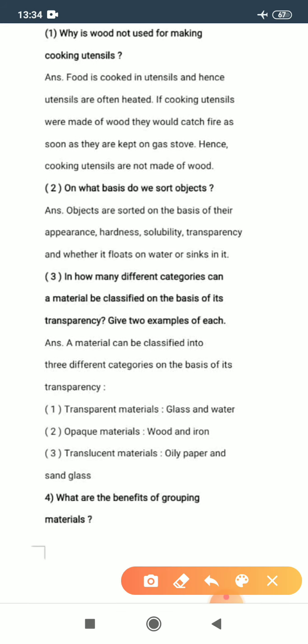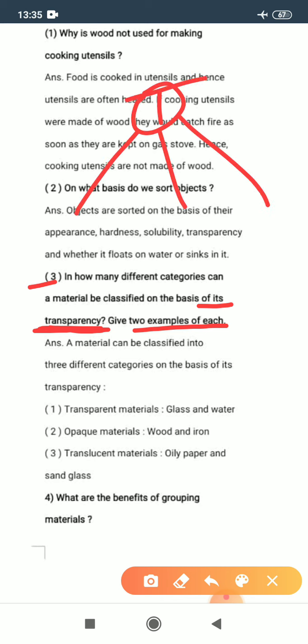Let's see question number 3. In how many different categories can a material be classified on the basis of its transparency? Give 2 examples of each. Everyone knows that on the basis of transparency there were 3 parts. One is opaque material, the other one is transparent material and the third one is translucent material. So let's see the answer.